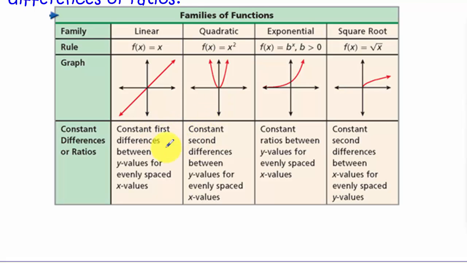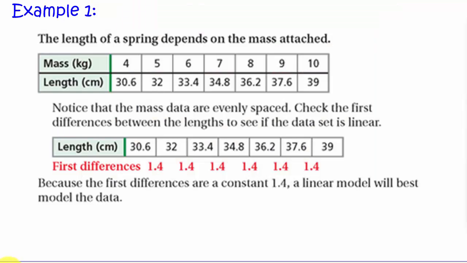If neither of the first or second differences are constant, then we might look at ratios of the y values in adjacent spots in the table. If those ratios are constant, then we have an exponential function. Finally, for the square root function, we actually take differences of the x values. Over here, we subtracted the y values and look for a constant second difference, which would be square root. So we'll apply these rules in the upcoming example.